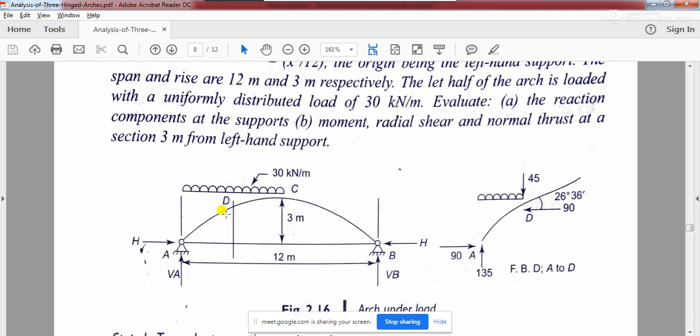That means dy/dx equals tan theta. From that, once you know the value of theta, you can resolve those force components very easily to find out the normal thrust and radial shear, because one is the resolution of these two forces along the tangential direction, and another one is perpendicular to this tangent.